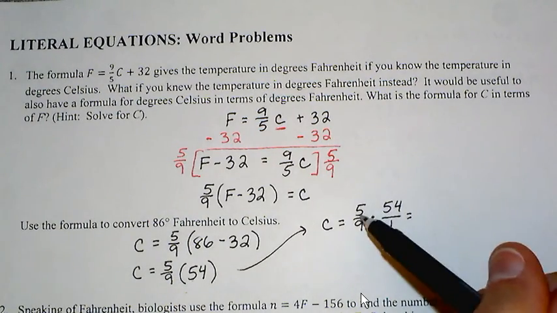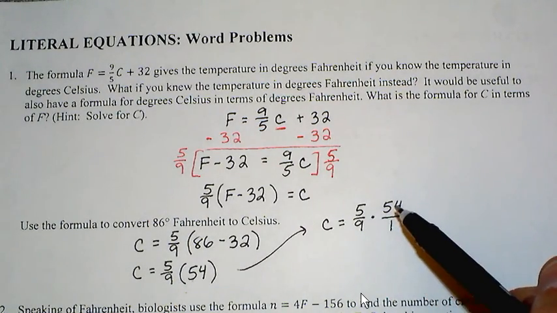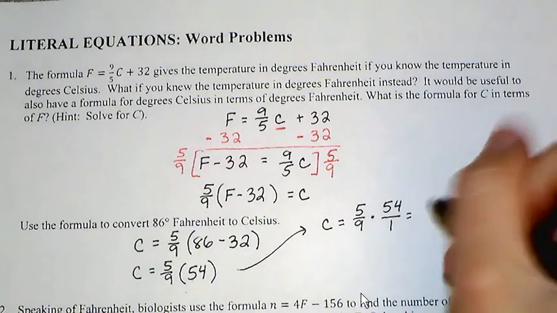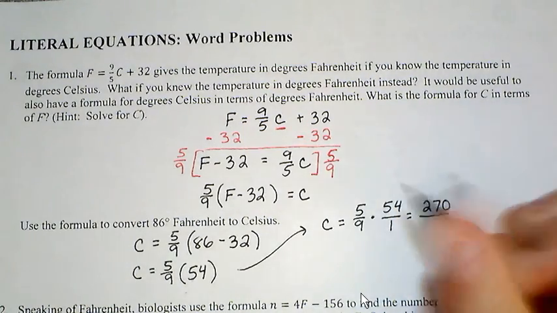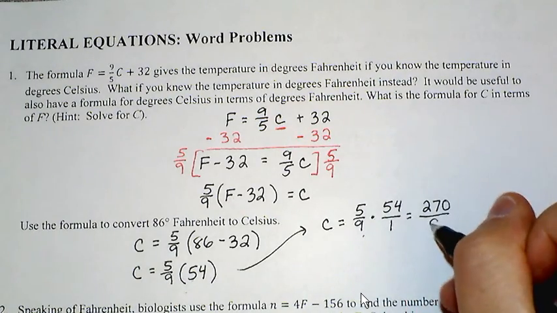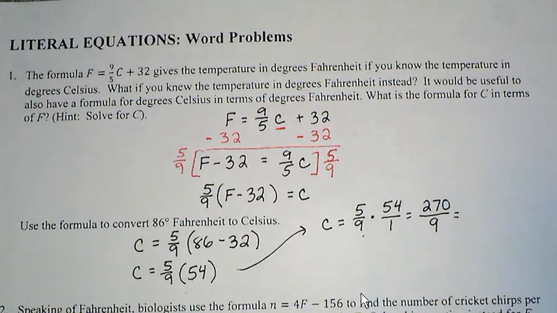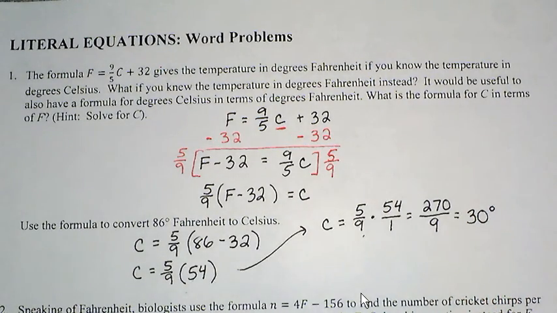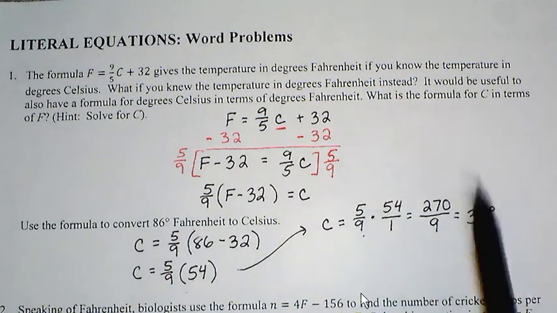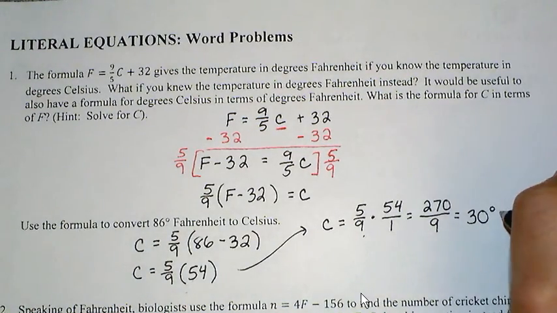And then 5 times 54 is 270 over 9 times 1, which is 9. And when I divide those two, I get 30. And that is my degrees. So what that means is that 86 degrees Fahrenheit is equal to 30 degrees Celsius.